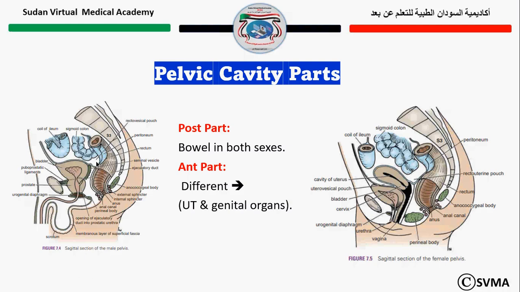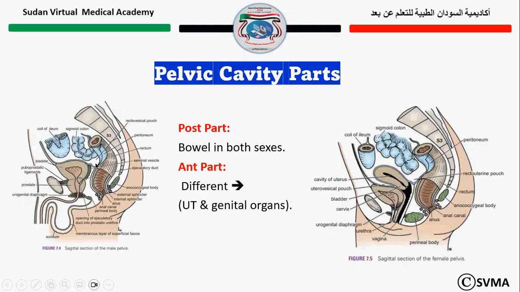Tara, if you are there, what is the pouch of Douglas? Is it the rectovesical pouch or the recto-uterine pouch? Anybody? Is the pouch of Douglas recto-uterine or rectovesical? I think I can't hear you properly, but you're right.